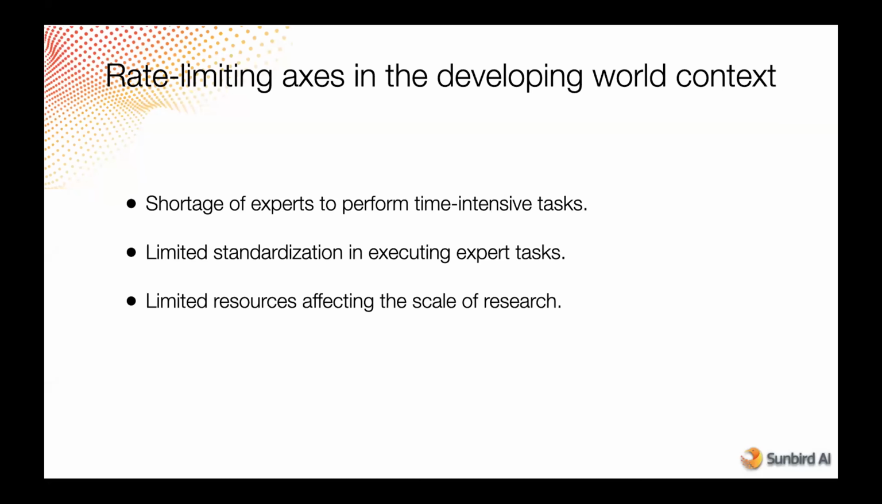You can think of them along different axes: shortage of experts, especially in this context of the developing world, lack of standardization, limited resources. So you can think of them as one axis: experts, standardization, and resources. And you try and build things that improve these things. So can we improve the work experts do? Can we improve standardization of the way things are measured, for example? And are there other ways we can optimize resources?